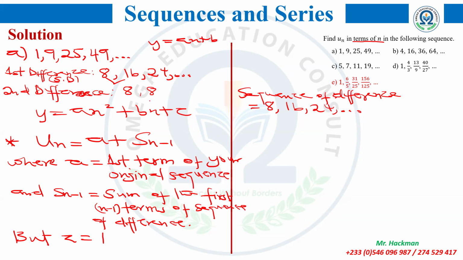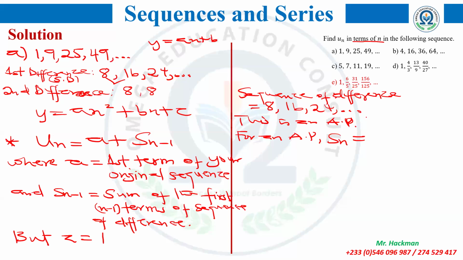We've done that, but this is an AP. Just follow, don't write, just listen, okay? When you get the understanding, I'll give you time to write. This is an AP. For an AP, remember we need to find S sub n of this AP before we can find S sub n minus 1. For an AP, what is S sub n?